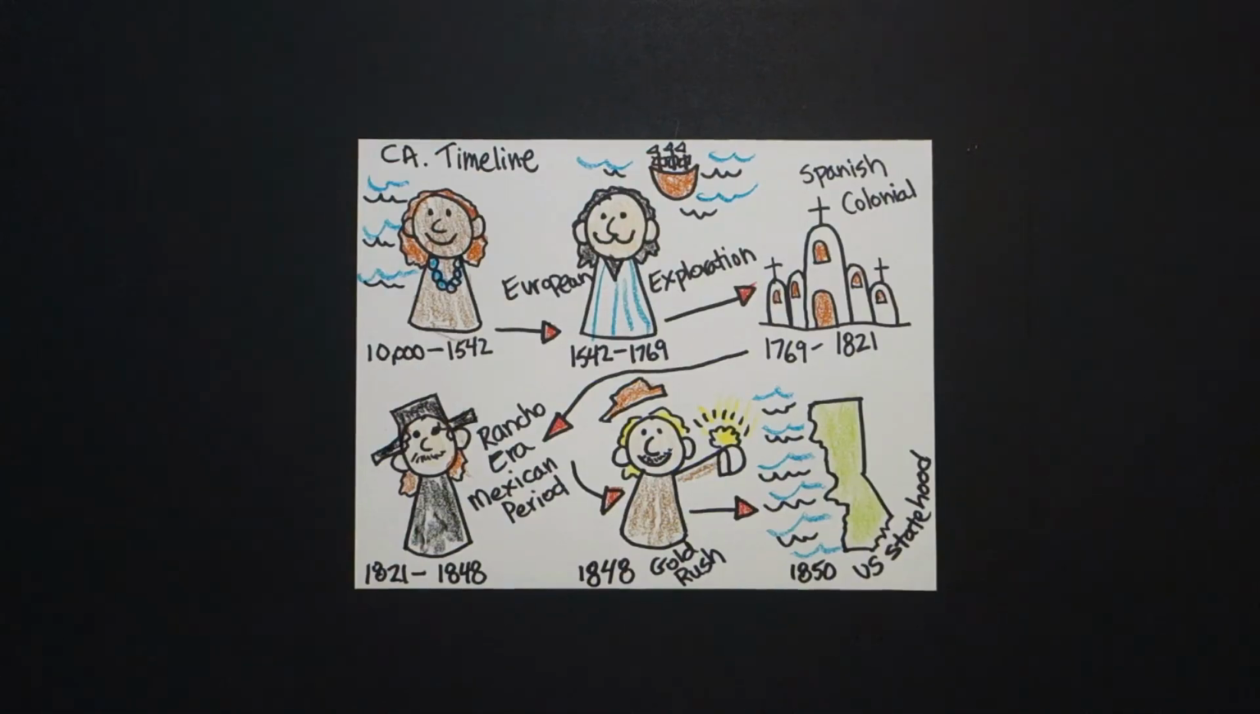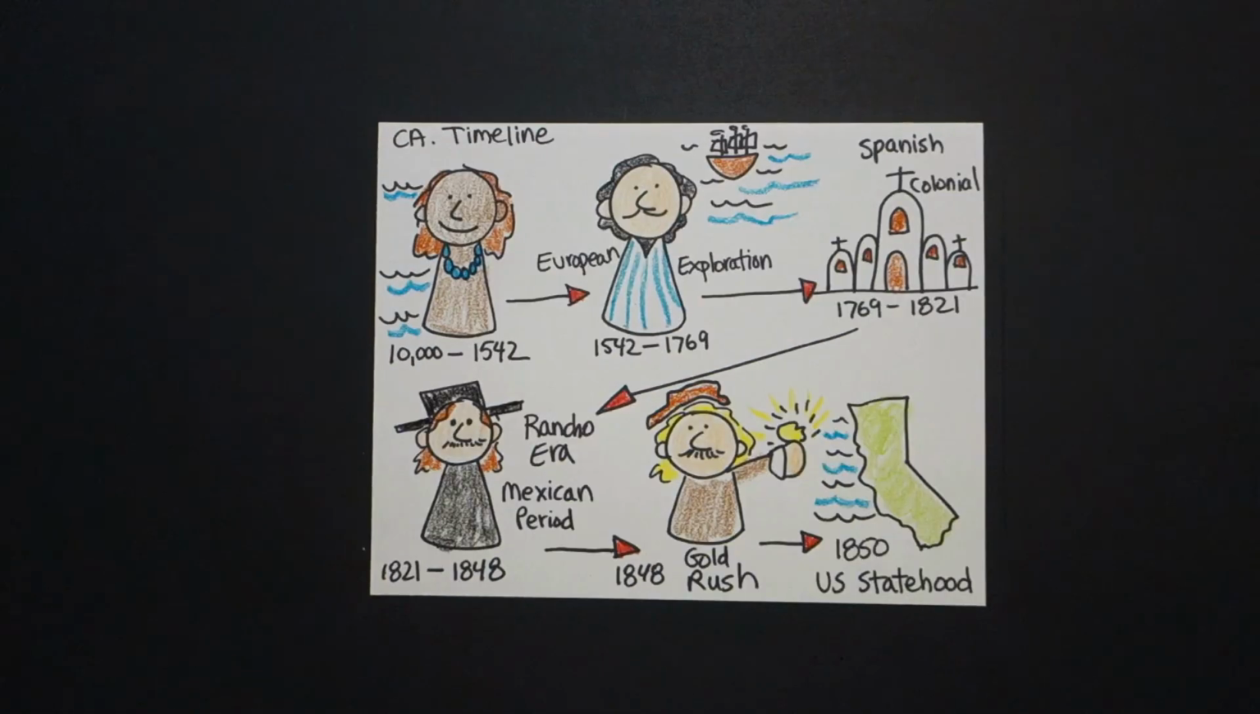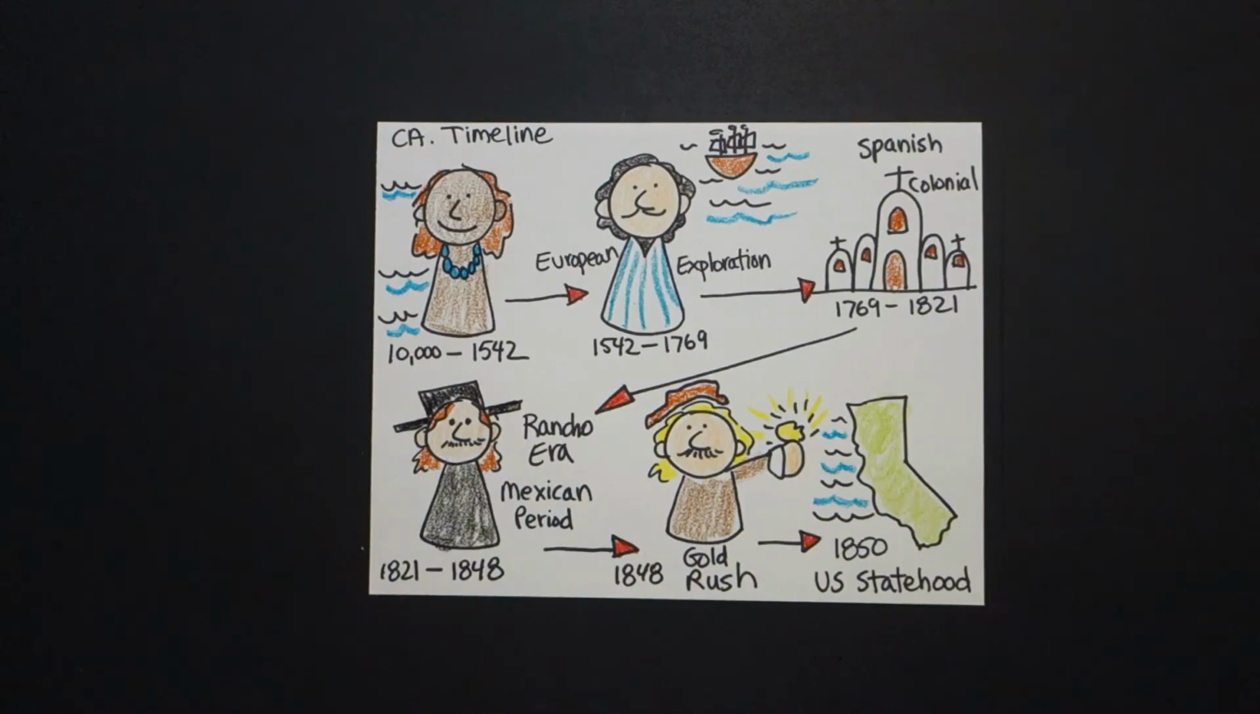Okay, let's see what this looks like all colored in. Okay, here is my California timeline all colored in. Okay, bye-bye.